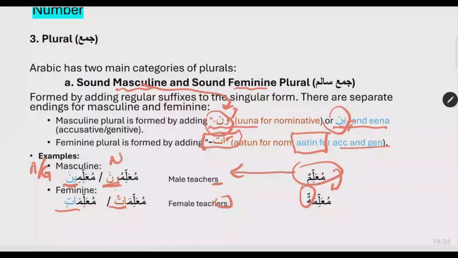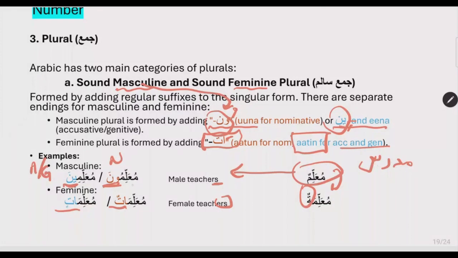Right, again for nominative and accusative and genitive. So these are examples of sound plurals. Why they are called sound is that the word muallimun will also work for other nouns like mudarrisun, right? She's also a teacher, and other nouns. They follow the same pattern.